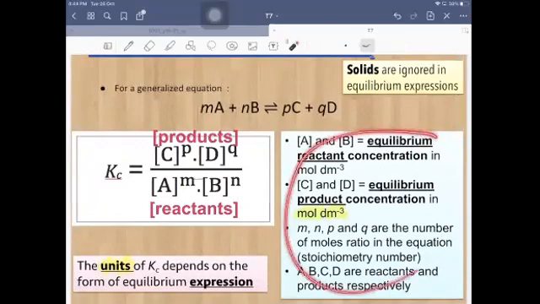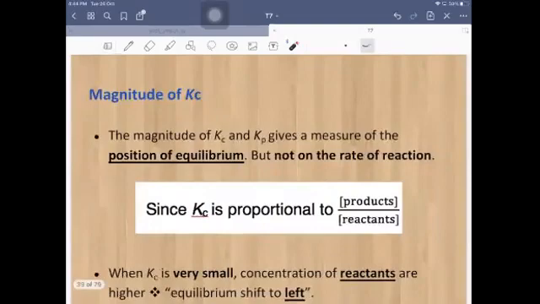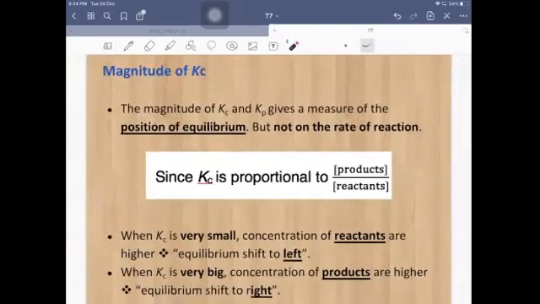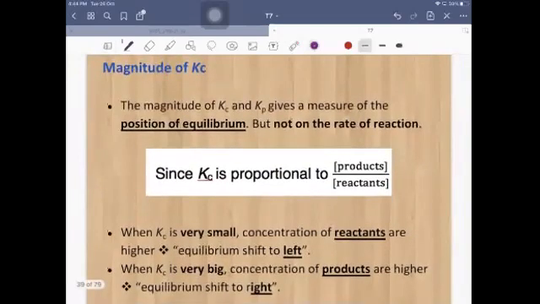So the explanations are given here, okay? What M, P and Q are, what the square bracket stands for, and AB is your reactants, CD is your products. Next, what does the number of Kc tell us? So that's the magnitude, okay? Magnitude is like size or number. The magnitude of Kc as well as Kp can tell us the position of the equilibrium. That is all. It cannot tell us the rate of reaction.